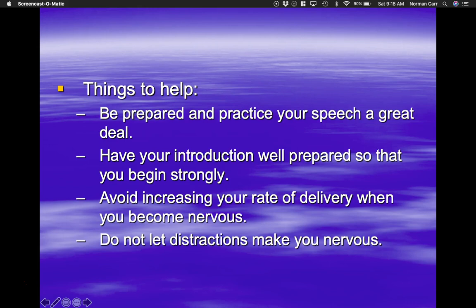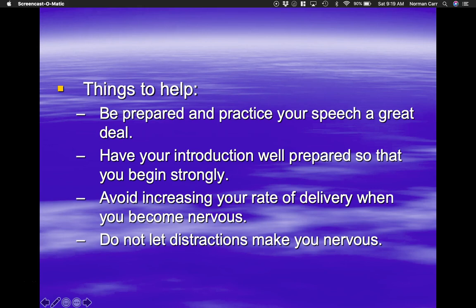Remember, once again, things that are going to help you: prepare, practice. The more you prepare, the more you practice, the better your speech is going to be. When you're up there, your introduction is probably the thing that the audience is going to pay the most attention to. So make sure that is what you prepare the most. If you begin strong, the audience is more likely to go along and be more comfortable with what it is that you're talking about.